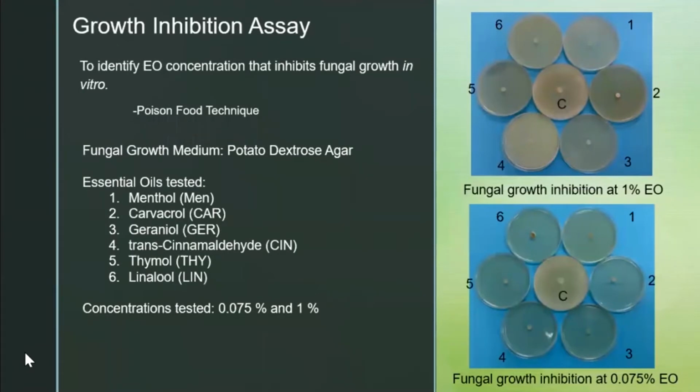To identify a concentration of essential oil that inhibits white mold growth, we initiated our study with a growth inhibition assay. This experiment utilizes a strategy known as poison food technique. We started by preparing fungal growth medium plates and treating them with 6 different essential oil treatments. White mold was then subcultured onto the treated plates and left in incubation for a week's time.